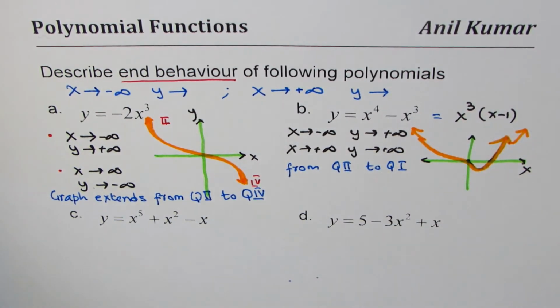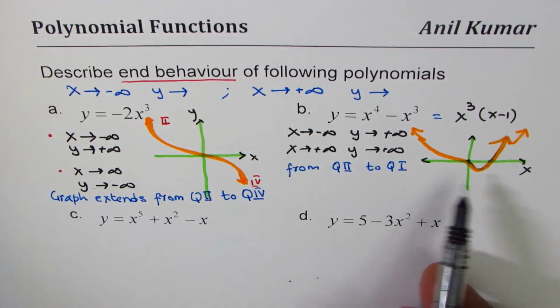Now I hope that you have understood the term end behavior, and you can answer part C and D. Part C is y equals x to the power 5 plus x squared minus x, and D is y equals 5 minus 3x squared plus x. You can pause the video, answer the question, and then look into my suggestions.